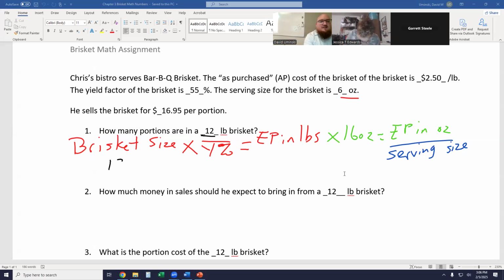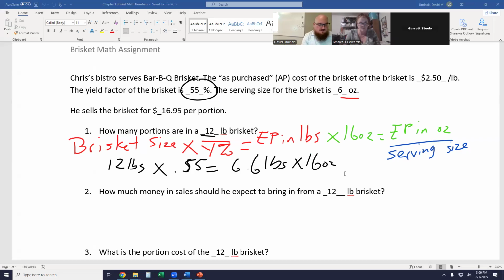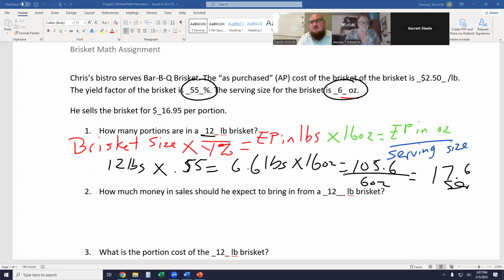We have a 12-pound brisket times the yield percentage of 0.55. 12 pounds times 0.55 is 6.6 pounds. I'm going to multiply by 16 ounces to get 105.6 ounces, and then divide by my serving size of 6 ounces. And that gives me 17.6 servings.